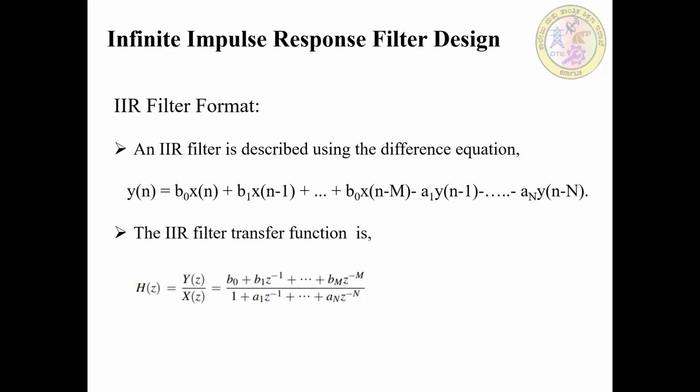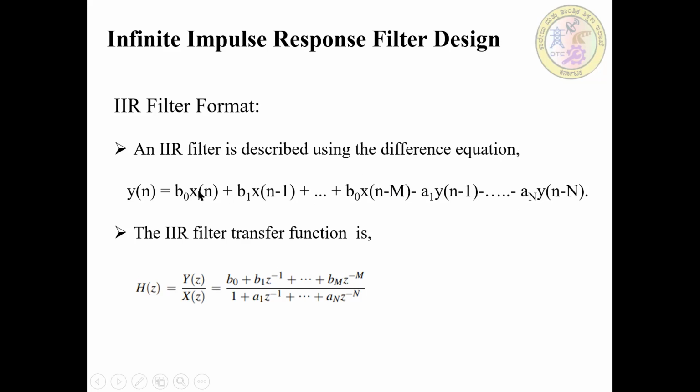So coming to the actual syllabus, the introduction to IIR filter design, first let us take the filter format, that is the IIR filter format. Here, if an IIR filter is described using the difference equation, that is y of n is equal to b0 into x of n plus b1 into x of n minus 1 up to bm into x of n minus m, minus a1 into y of n minus 1 up to an into y of n minus n.